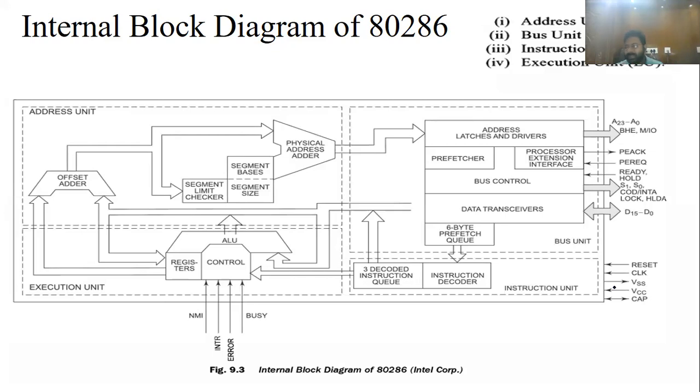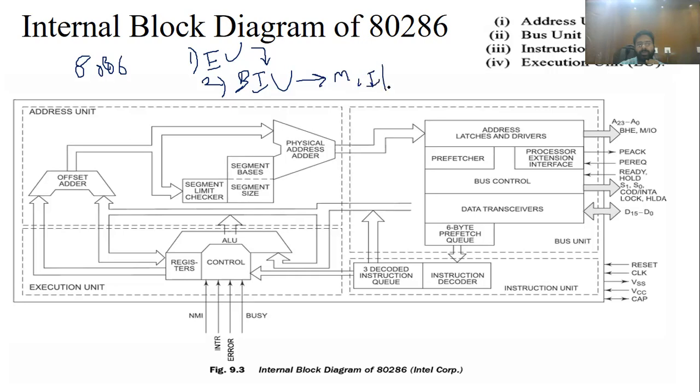This operation is very much similar to the 8086 microprocessor. You know that the 8086 microprocessor, for easy understanding, is divided into two units. What are the two units in the 8086? Execution unit, and the second one, bus interface unit. The execution unit gives commands to the bus interface unit. According to that command, the bus interface unit connects to the memory and the input output devices.